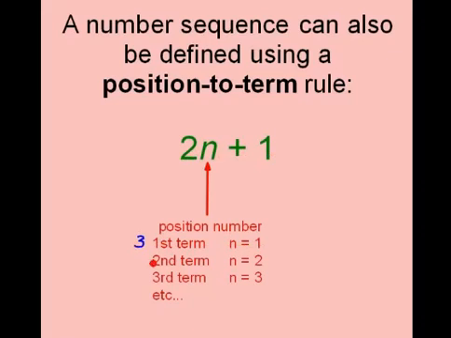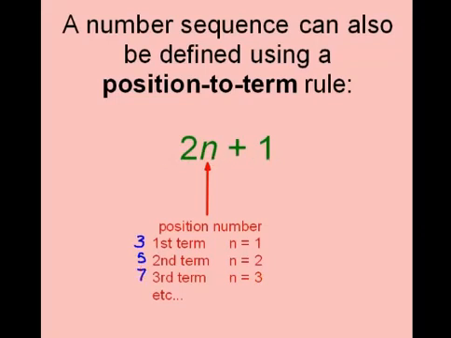If we wanted the second number in the sequence, n would be 2, and we would have 2 times 2, which is 4, plus 1, which is 5. If we wanted the third number in the sequence, n would be 3, and we would have 2 times 3, which is 6, plus 1, which is 7.